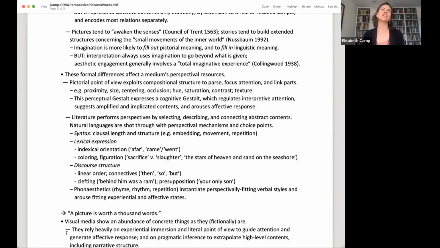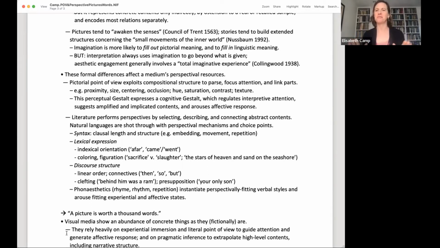And another prediction of looking at these differences in how these different systems work is that imagination is more likely to fill out pictorial meaning, so it's going to have a kind of bottom-up amplification, whereas imagination is going to play more of a filling-in role in the case of linguistic meaning. It's going to take high-level schematic information and supply details. So that's a first pass at differences in the ways in which imagination is going to be brought to bear, given different media depicting the same scene.